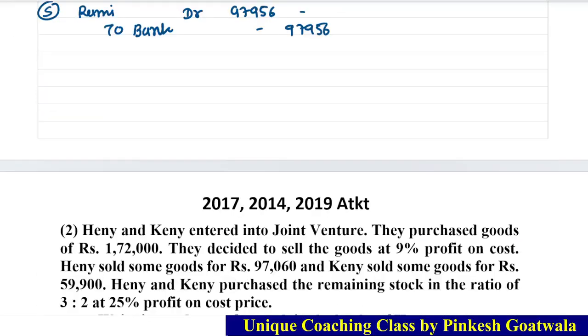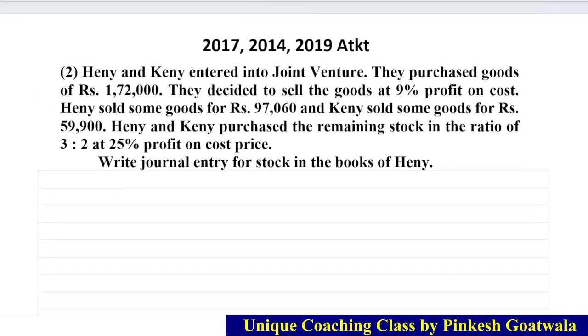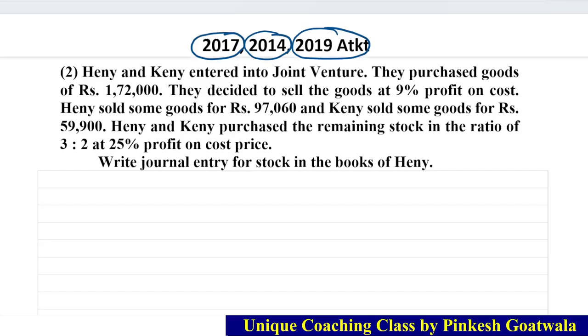Now let's see another sum, and it is an important sum. This sum has been asked in 2017. Then the same type of sum asked in 2014 and also the same type of sum asked in 2019 ATKT. Okay, so the same kind of sum has been asked three times. Amount and names have been changed, the rest is the same sum asked earlier. So let's solve this sum.